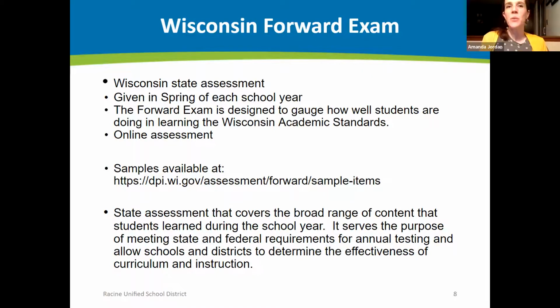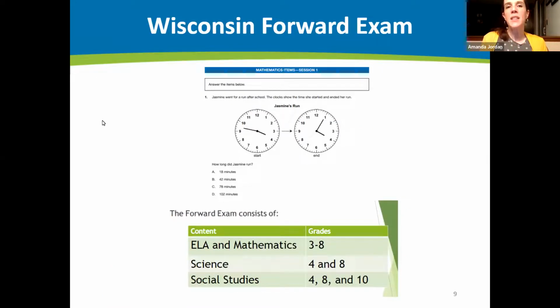So as I stated, the Wisconsin Forward exam is given in the springtime. On this slide, I did put in an example of a math question that is given to third graders. And you can see that it is very third grade specific. And so the first question that would be given to a third grader in the math setting would be related to the clock. And so students will have, again, in the online format, the ability to go through the questions at their own pace. They select their answers and then they click go on.